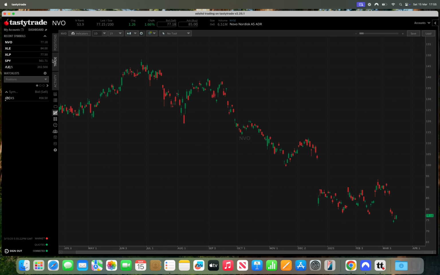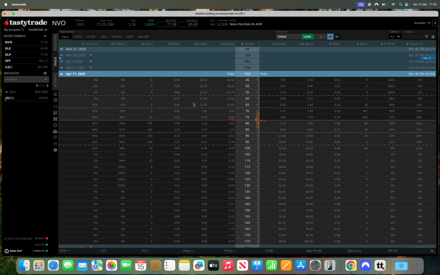Okay, so let's just go back over to the options chain, and what we're going to do is sell a put. So when you buy a put, you want price to go in that direction. You want price to go down. When you're selling a put, you're taking the other side of the trade and you're doing the opposite. You want price to stay away from that contract. Okay, so we're going to make the assumption that price isn't going to move too much lower.